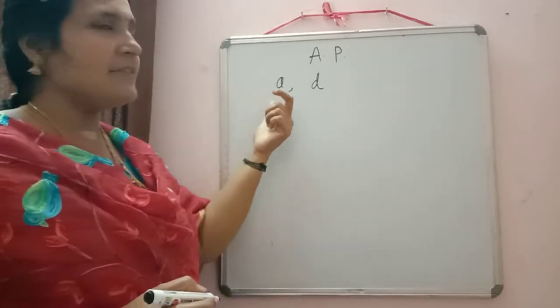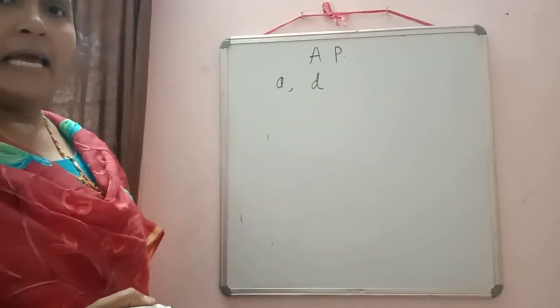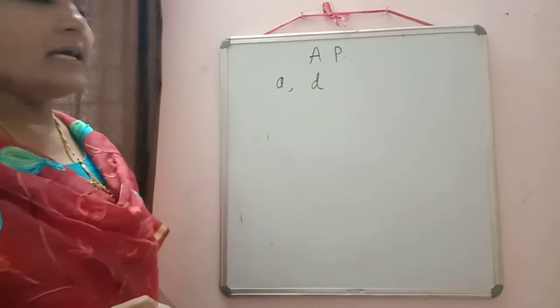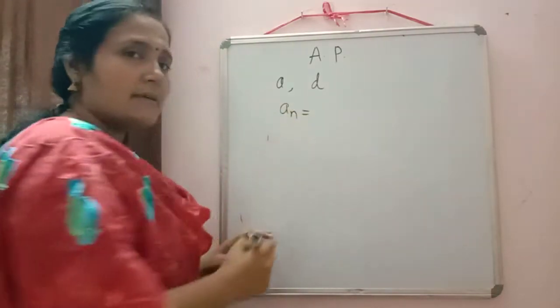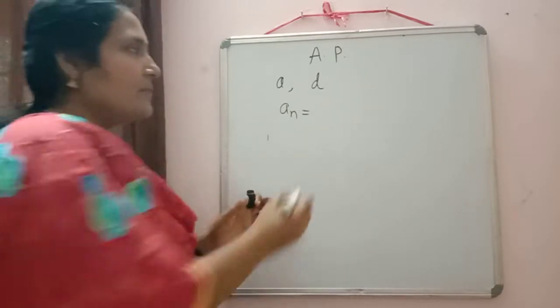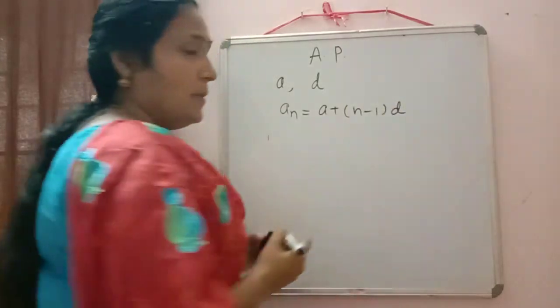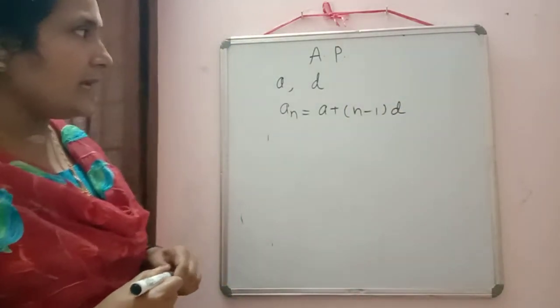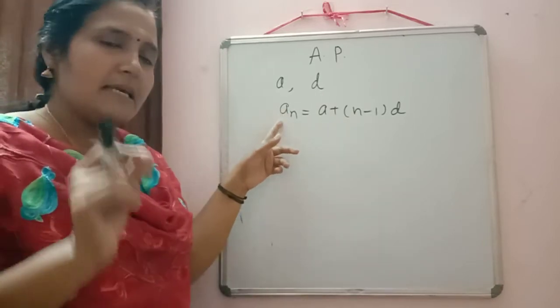So if we have the first term and common difference, we can find the terms of the AP, and then we wrote the general formula of AP, the general formula or nth term of the AP: an is equal to a plus n minus 1 into d. Again it should be clear. n is the number of terms and an means that value.